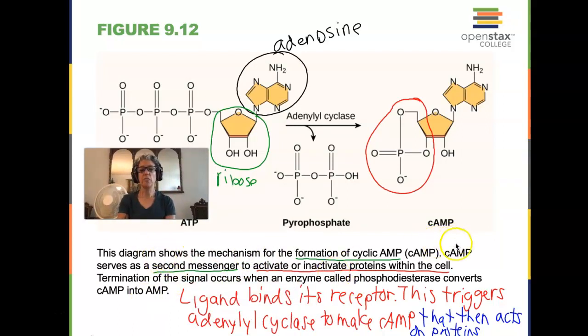This cyclic AMP is also called a second messenger. That means some other ligand was bound to a receptor, and then this happened, and the cyclic AMP will be the next messenger that will help to activate or inactivate proteins depending on the reaction.